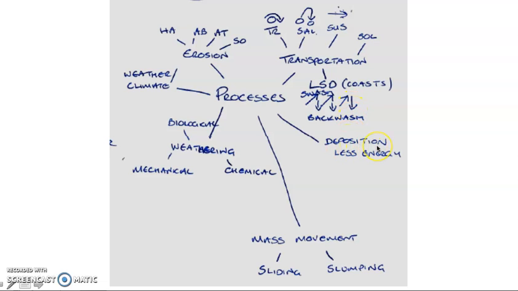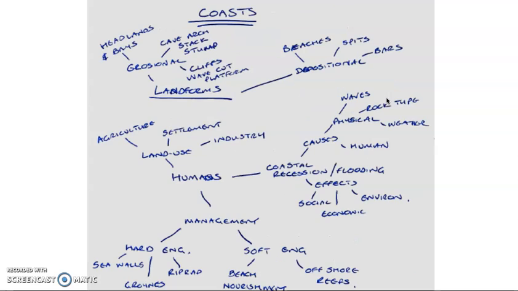The final process is deposition. This is when the waves and the currents lose energy, and this means that they can no longer carry and transport the material, and so they deposit it. And we'll see in a moment the different kinds of landforms that these can create. So all of these are important in forming coastal landscapes.